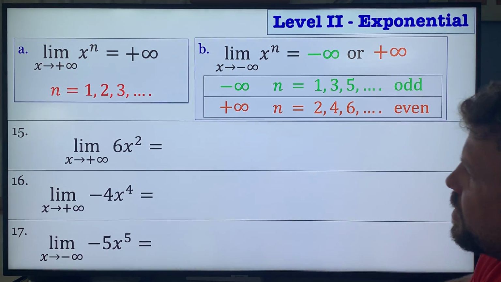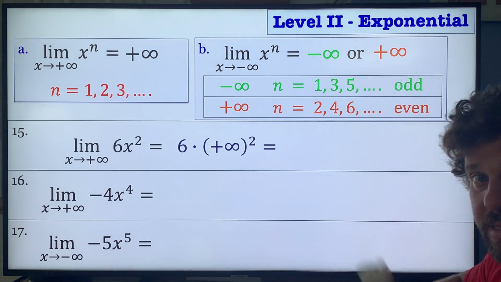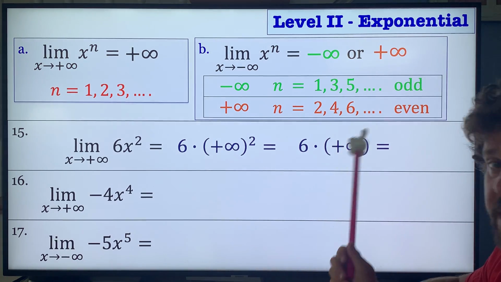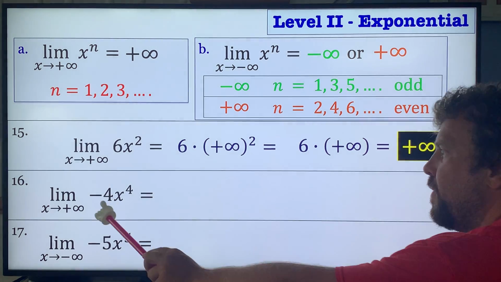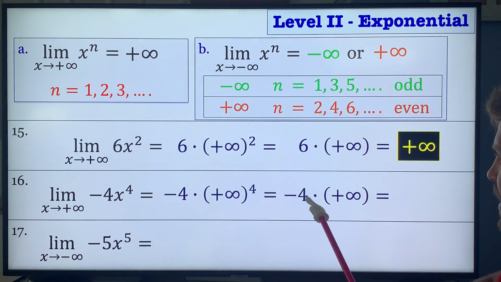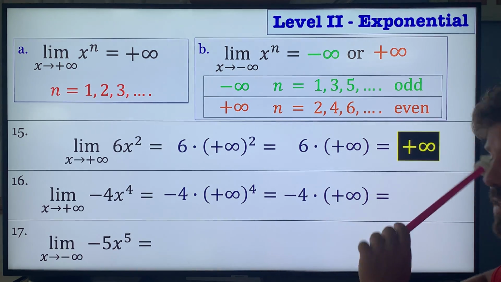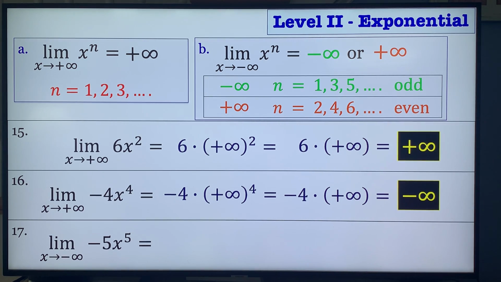15. 6 times infinity squared. Well, infinity squared is infinity. 6 times infinity is infinity. This becomes easy. Actually, I like these. Negative 4 times infinity to the 4th. Infinity to the 4th is infinity. A negative number times a positive infinity is a negative infinity. The 4 means nothing. All we care about is the sign.